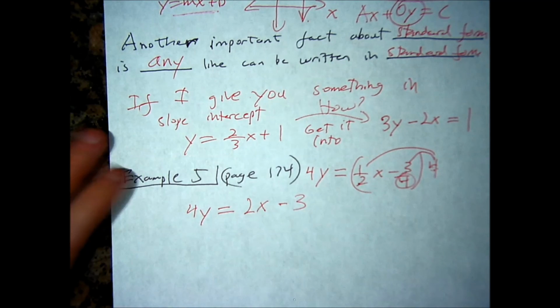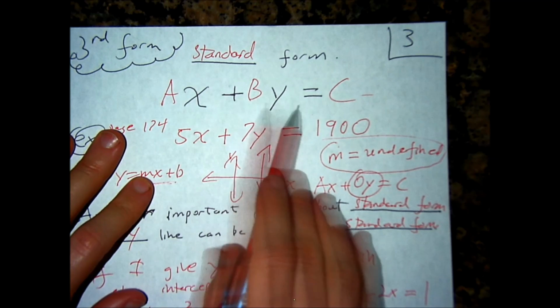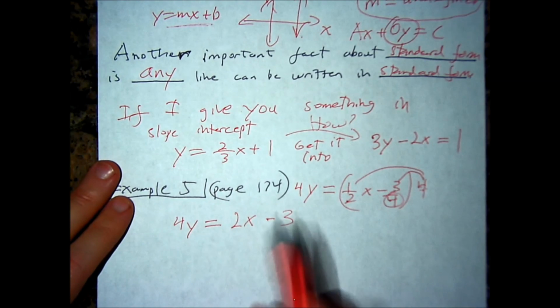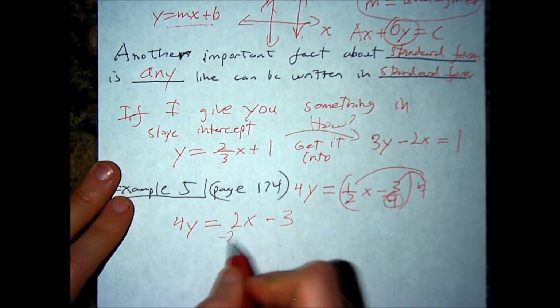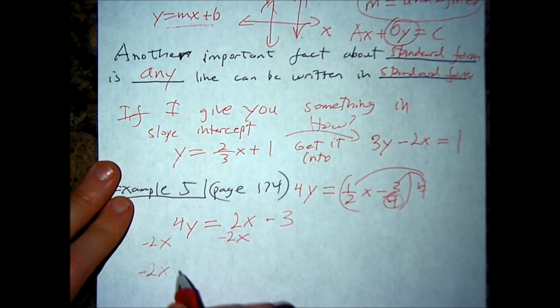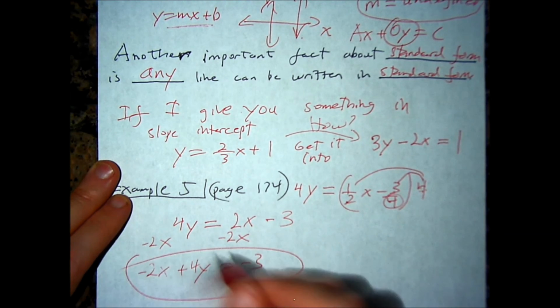Now, standard form has ax plus by equals c, so my x and y have to be on the same side. Okay? So if I subtract 2x from both sides, that's the last step. So we have negative 2x plus 4y equals negative 3. And that's my answer.